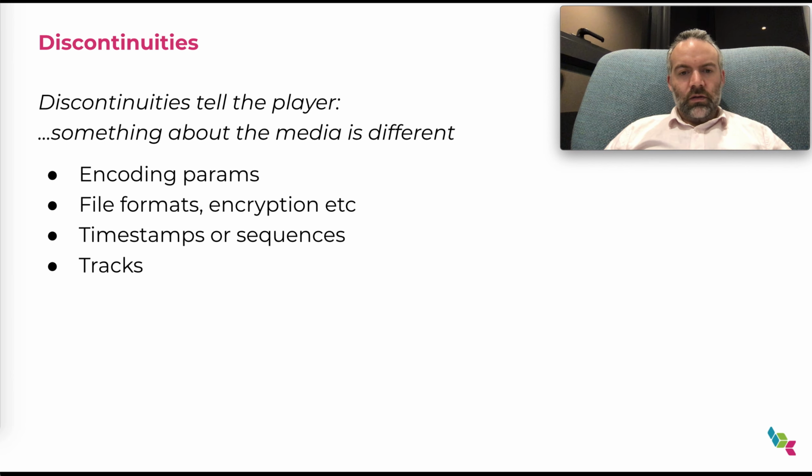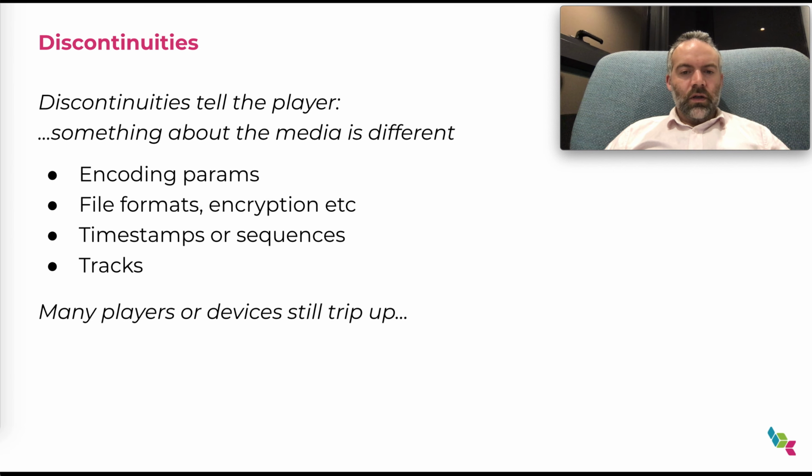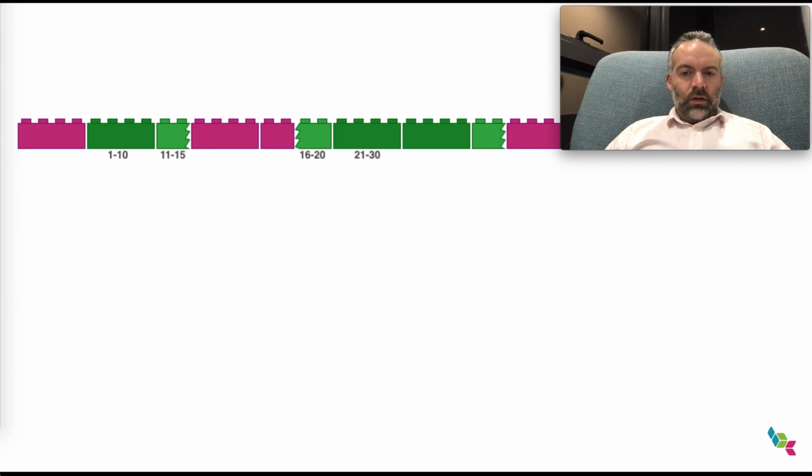Within the manifest, we can use discontinuities to at least help. Discontinuities are a hint to a player: something about the media on the other side of this is different. It might be the encoding parameters we've used, the file formats, encryption. Typically, it's something about the timestamps. 15 seconds was before a break and 16 was sometime later. It might be something about the tracks that are available. But even with this ability to hint to some difference, many players or devices still trip up when they see the change. So there are other strategies to deal with this.